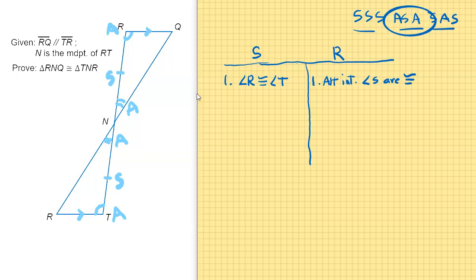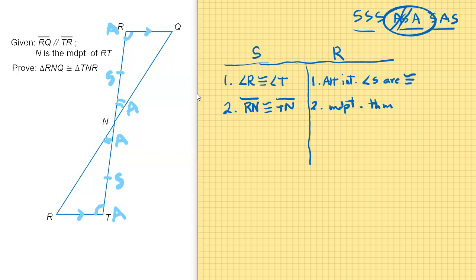Okay, great. So now I'm going to cross out an A here. Now we have the S from ASA, so that'll be my second statement. We know that line segment RN is congruent to line segment TN, and that's by the midpoint theorem. So I'll just put midpoint theorem. Okay, so I can cross out the S up here.